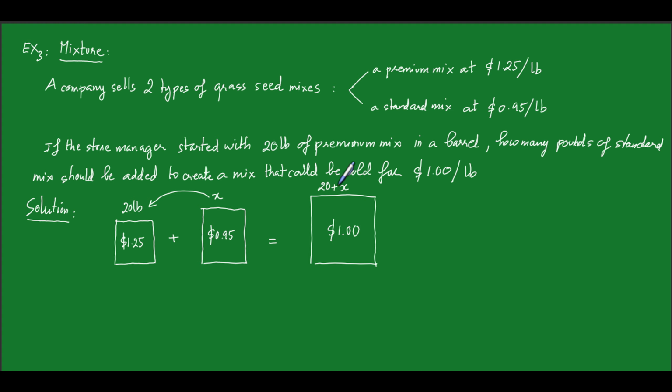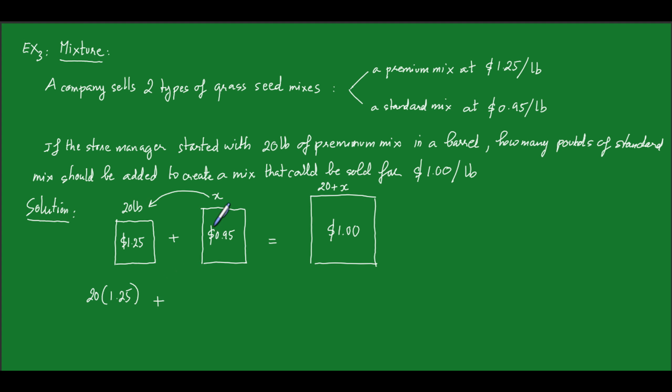The thing right now is that we already know the variable, because we already know variable x represents the standard mix, because they're asking you for the standard mix. Next, we have to set up the equation. So what equation? So we have 20 pounds of premium mix at $1.25 per pound. So the total money for this premium mix will be what? It will be 20 times 1.25, right? That's the amount of money for premium mix.